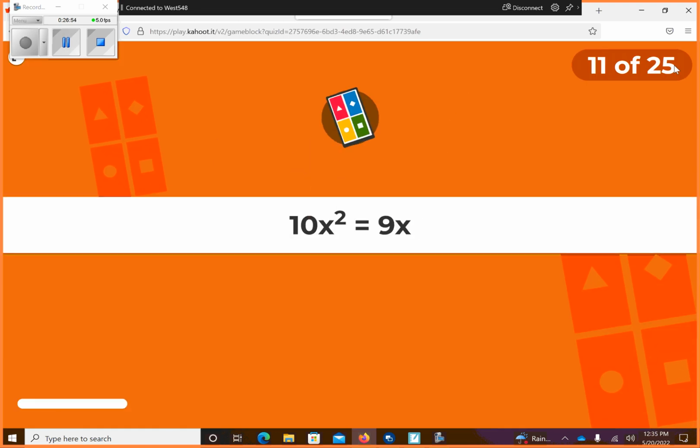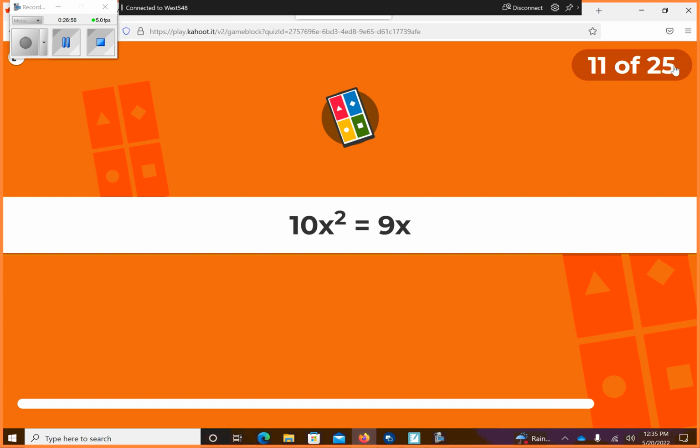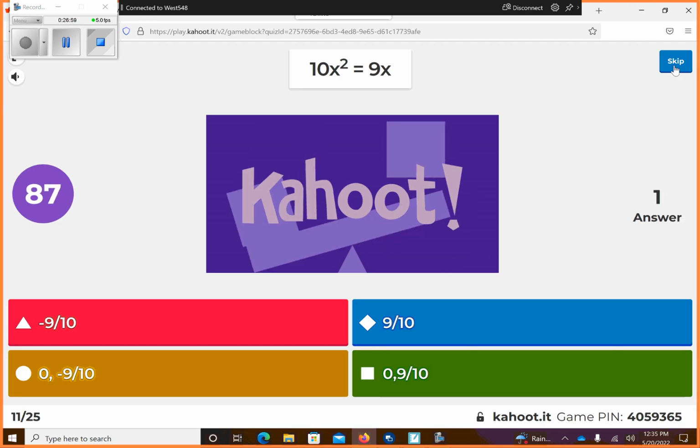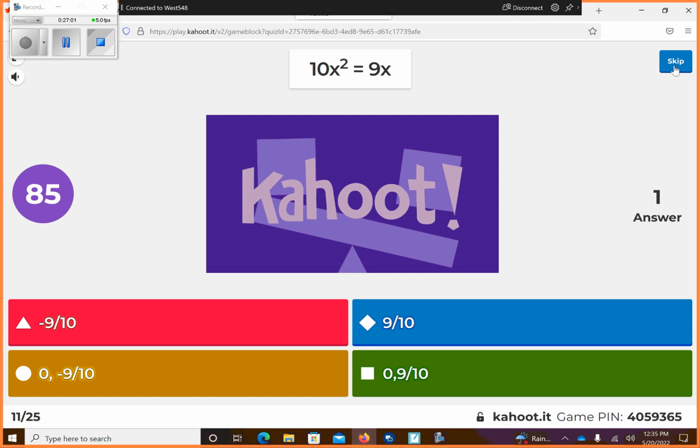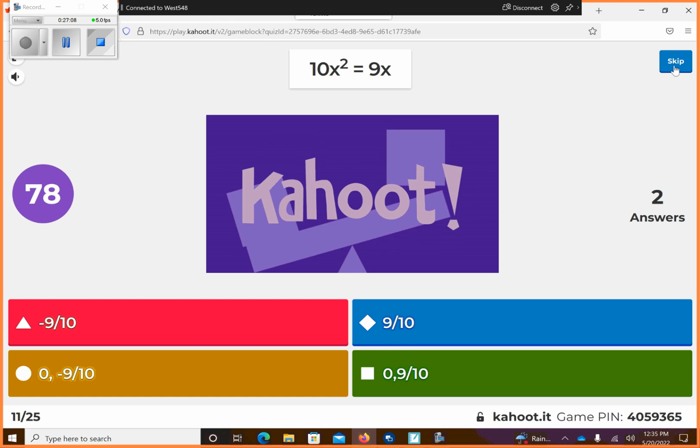All right, number 11. Ooh, make sure you move the 9x over so you get 10x squared minus 9x. Factor an x out. So x times 10x minus 9. Set each of those equal to 0. So x equals 0 is one answer. And then add 9 and divide by 10.